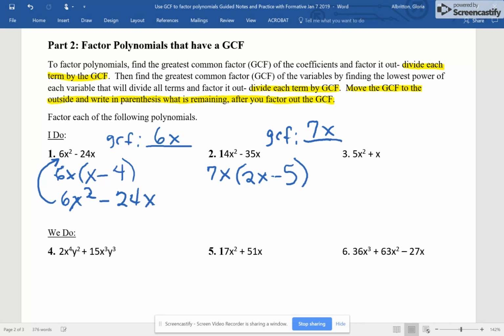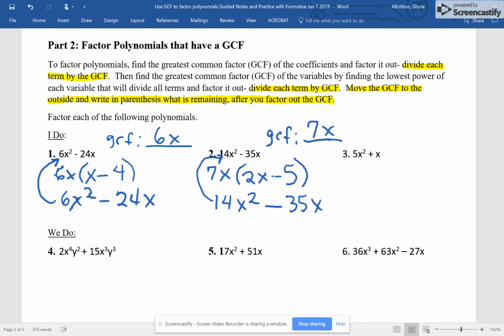Again, I can check this by using distributive property and multiplying this factor times this factor. So 7x times 2x is 14x squared. Minus 7x times 5 is 35x. And again, I get the original problem, so I know I'm correct.